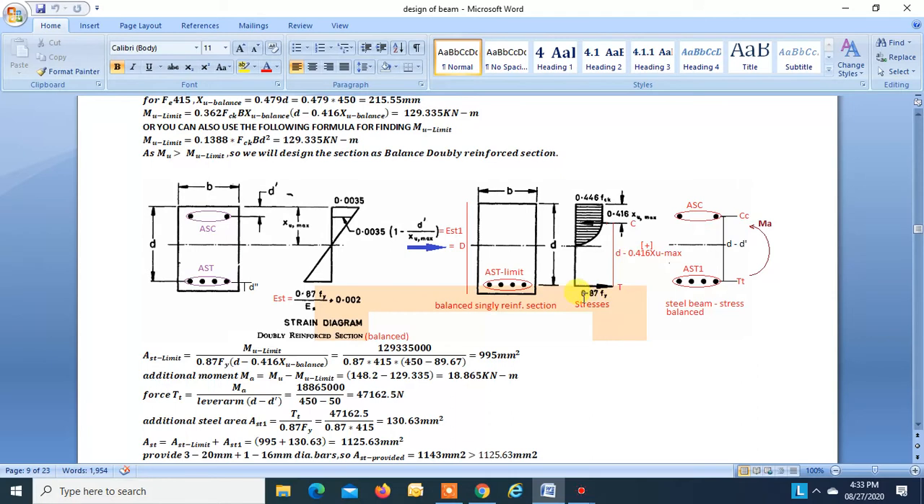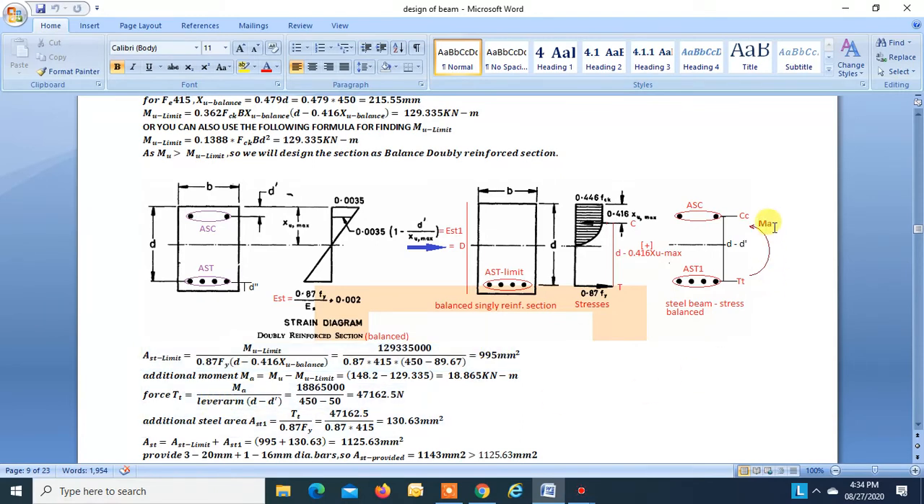Okay, so T is equal to 0.87 fy into AST, and into the lever arm, that is d minus 0.416 xu max. So AST will be equal to MU limit divided by 0.87 fy times (d minus 0.416 xu balance, or xu max, you can say). That turns out to be 995 mm². So this is our AST limit value.